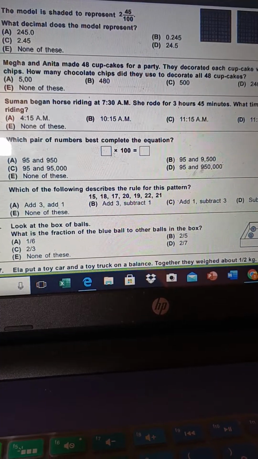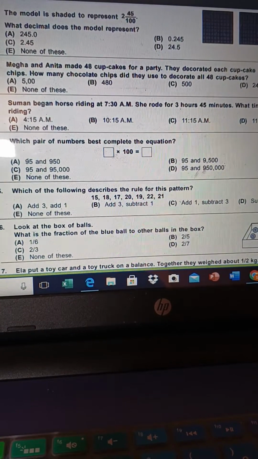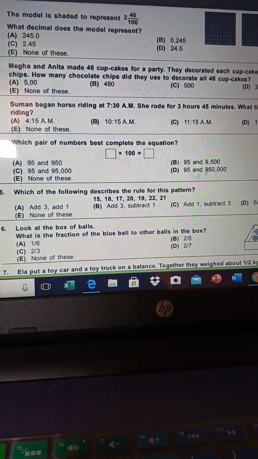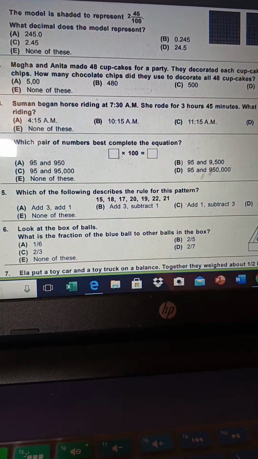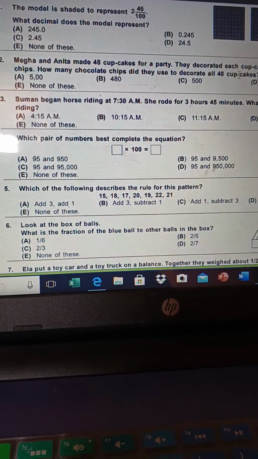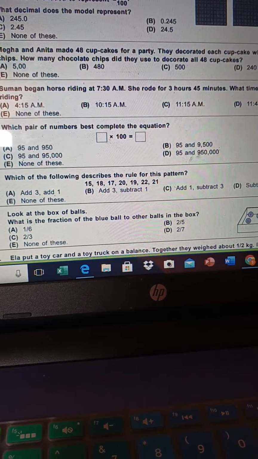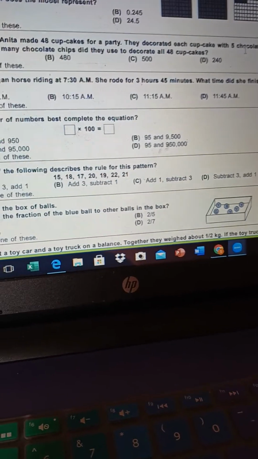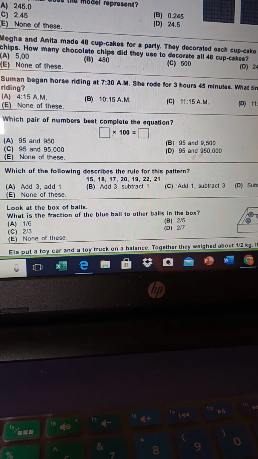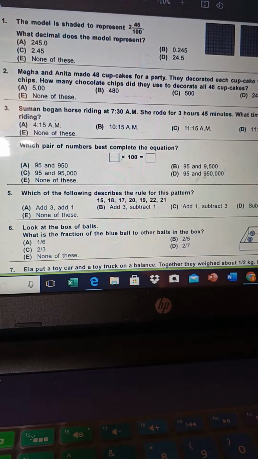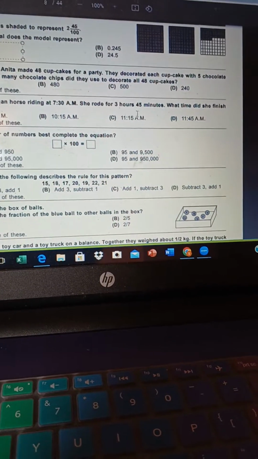Here it has been said, Schumann began horse riding at 7:30 a.m. She rode for 3 hours 45 minutes. What time did she finish the riding? So what we have to do? We just have to add, because this is the duration required for riding.